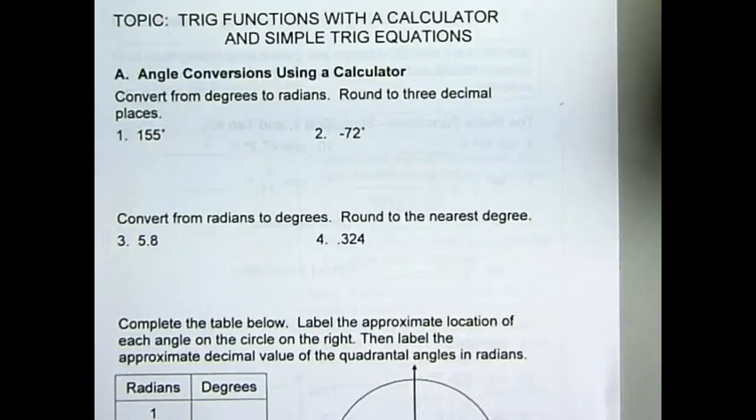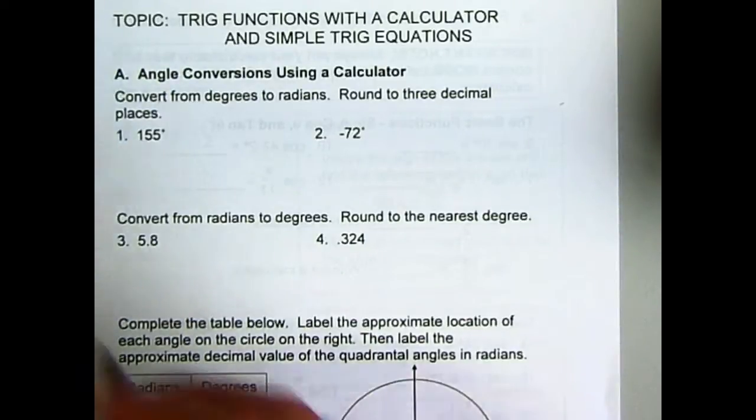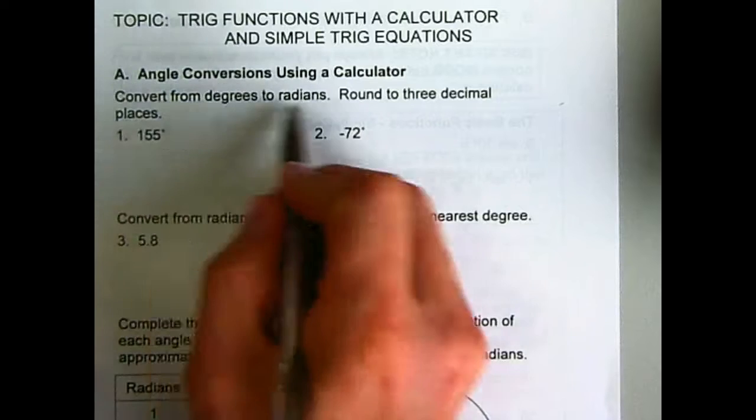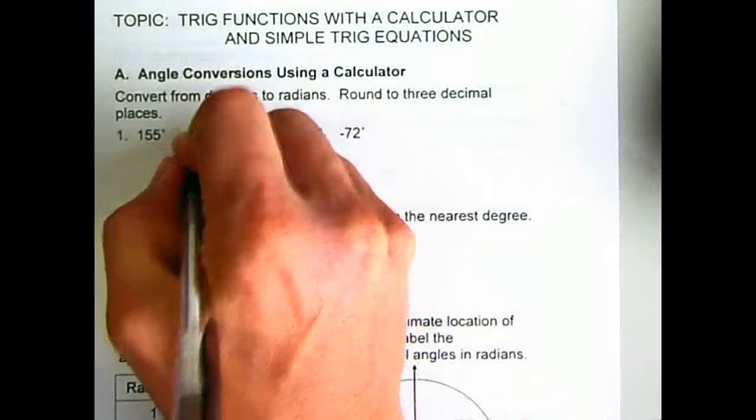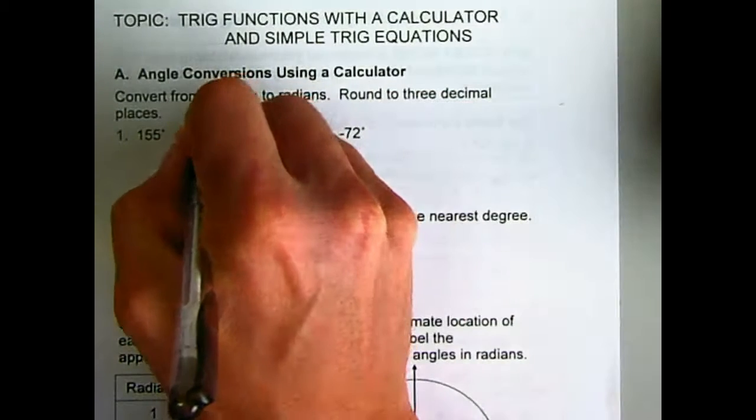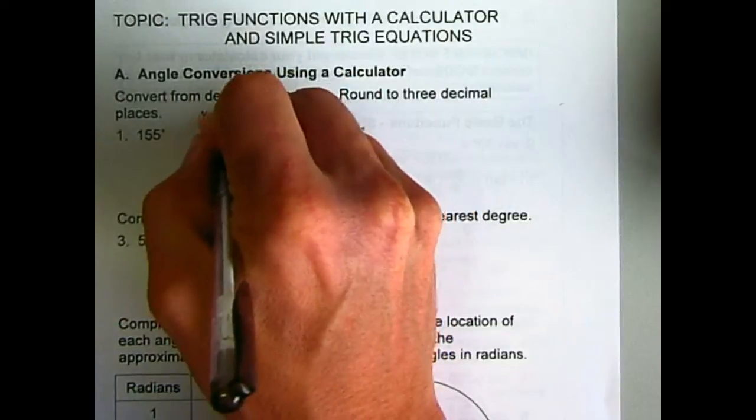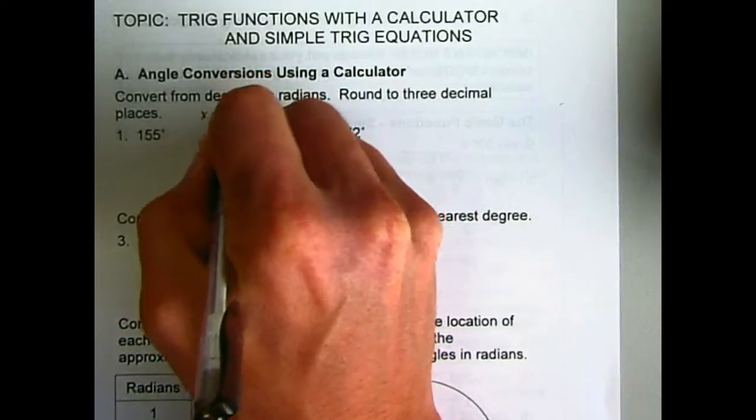Okay, so we're going to look at trig functions with a calculator and then move on to some simple trig equations. So first, let's just do a little review here. If I want to convert from degrees to radians, remember I'm going to multiply my degrees by pi over 180.